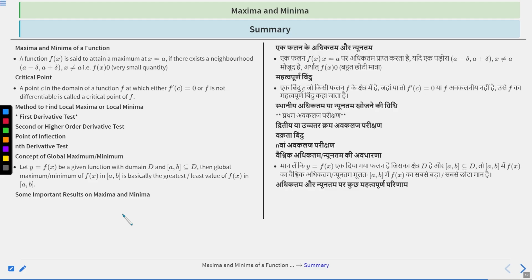So in this way, we have seen the basic structures of maxima and minima. In the next chapters, in the upcoming lectures, we will see different types of questions that can be asked in our examination based on maxima and minima, and we will do different types of basic and some advanced questions also.